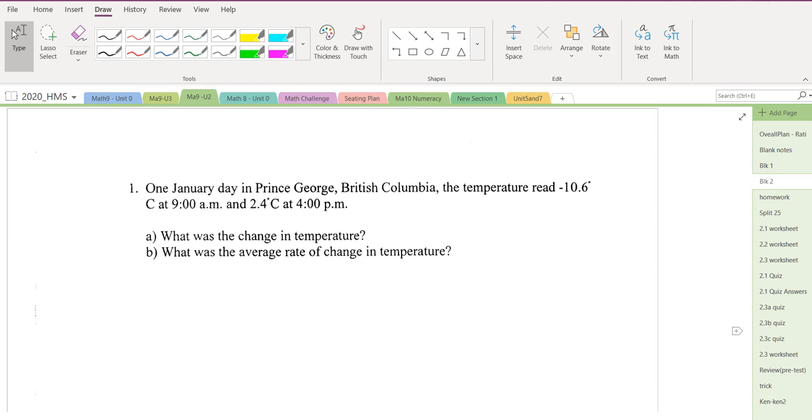And let's work on some word problems now. Okay? On one January day in Prince George, the temperature read negative 10.6 degrees Celsius at 9 a.m. and 2.4 degrees Celsius at 4 p.m. What is the change in temperature?